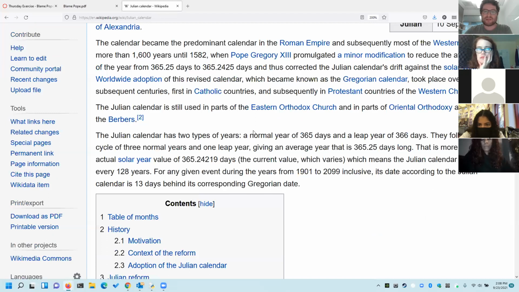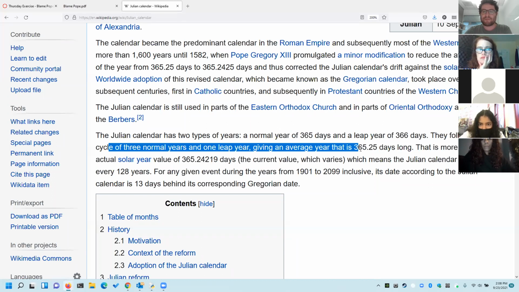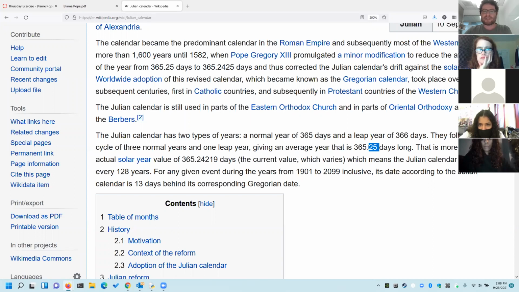It had two types of years, a normal year of 365 days and a leap year of 366 days. It followed the simple cycle of three normal years and one leap year, giving an average year of 365 and a quarter days. Now you're like, okay, this sounds exactly like what I thought a leap year was, right? So why did we change it?